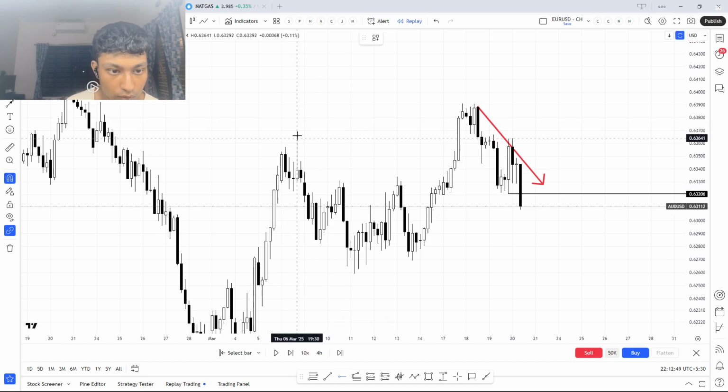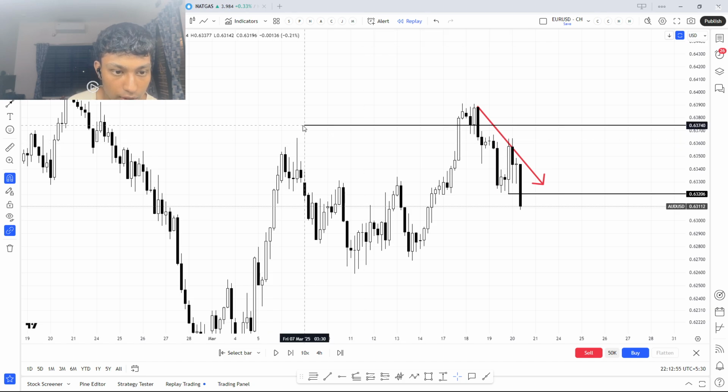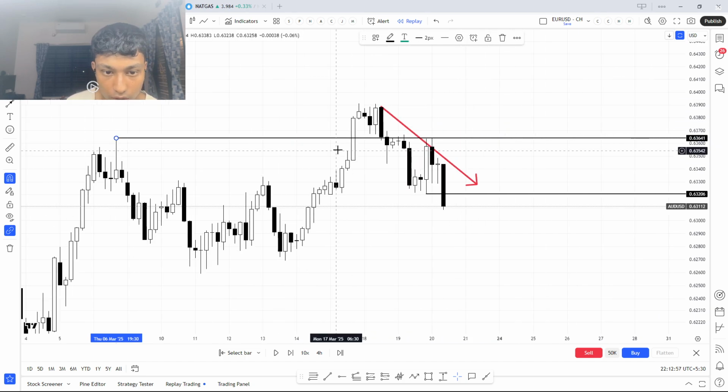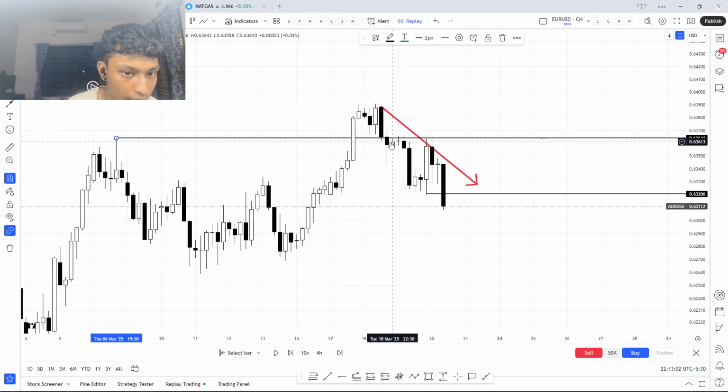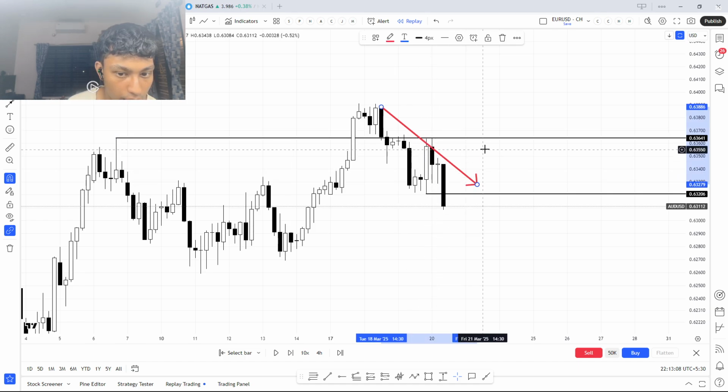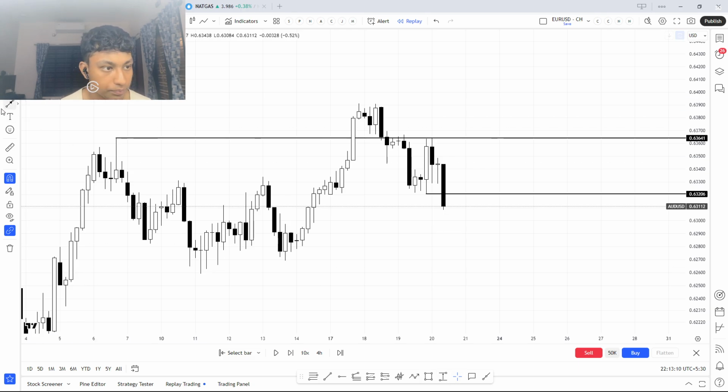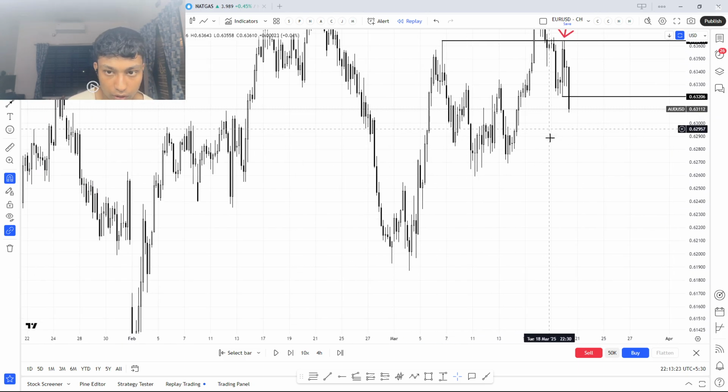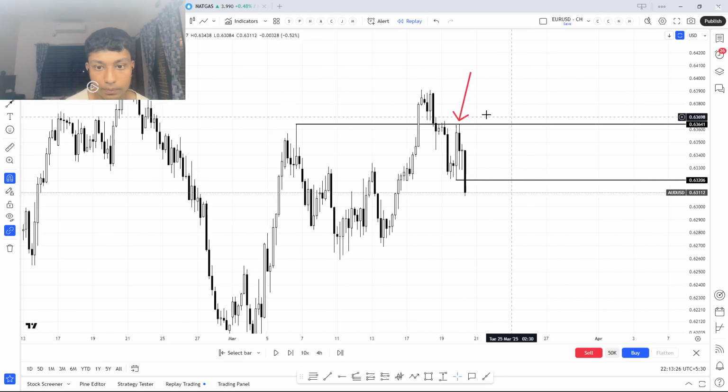After which, one more thing which gave me even more conviction was this resistance level, right? So there was a fake breakout of this resistance level, after which I think the price made a really good lower high, which gave me a conviction that this bullish trend could change into a bearish trend soon.